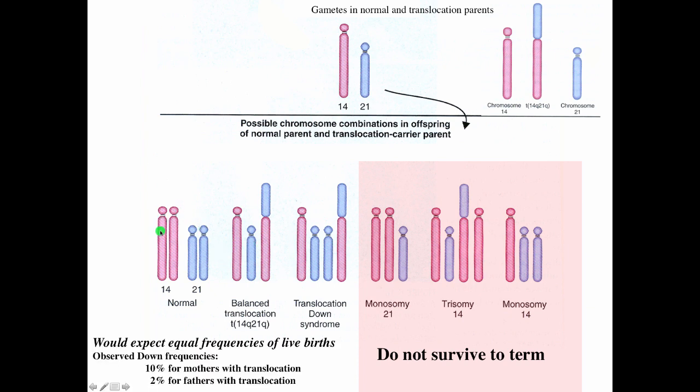Now you might expect equal frequencies of normal individuals, balanced translocation individuals, and individuals with Down syndrome. But it turns out that if mothers have this translocation, 10% of the births will be Down syndrome. If fathers have the translocation, 2% of the births will be with Down syndrome. That's a lot higher than 1 in 800, which is the typical frequency of babies born with Down syndrome.